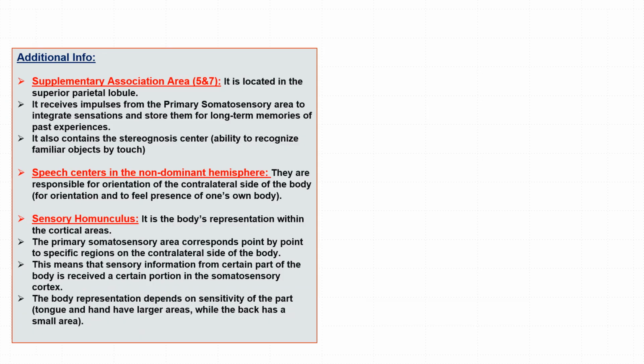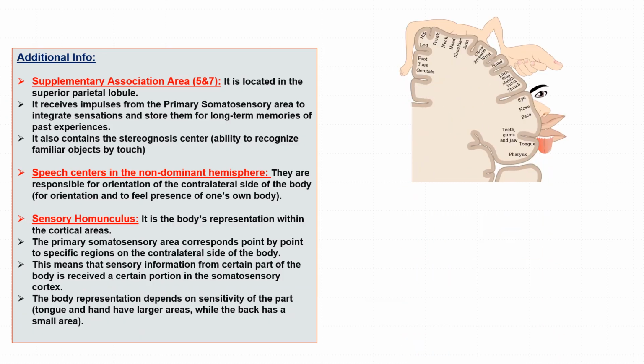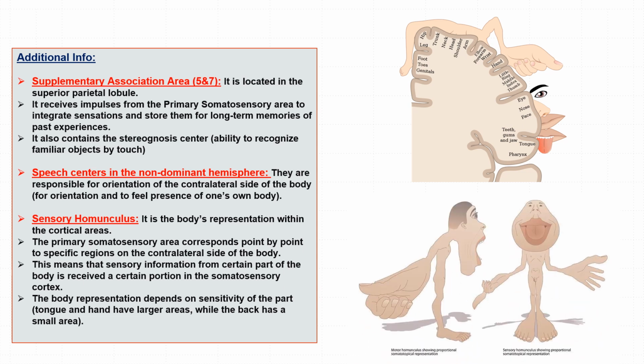Just as we had a motor homunculus in the frontal lobe, we also have something called a sensory homunculus within the parietal lobe. Now, as we can see, similar to before, it is a body's representation within the cortical areas. The primary somatosensory areas would correspond to particular points on the contralateral side of the body. So somatosensory information from, let's say, the legs would go to the medial aspect of the parietal lobe, and somatosensory information from the face and the hands would go more towards the lateral aspect of the primary somatosensory cortex.